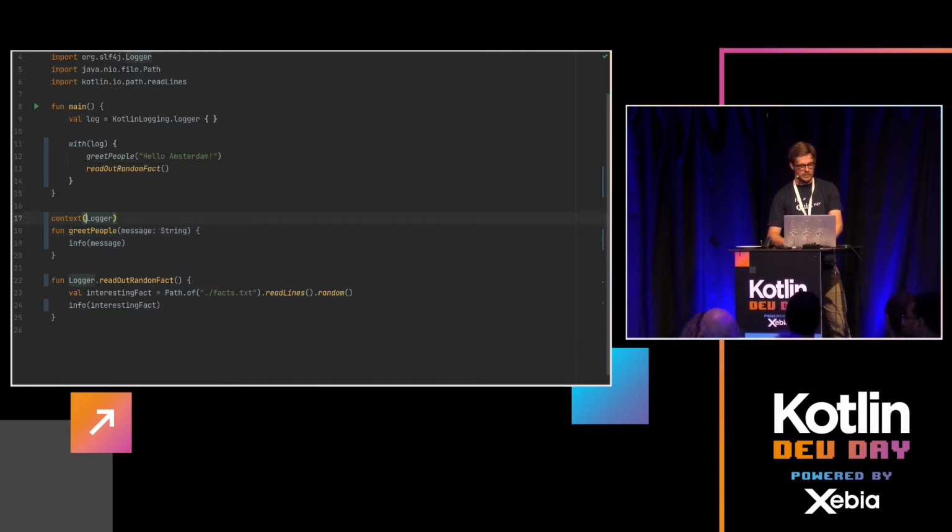So you have a logger as a receiver. So these functions that you call here, they are resolved on this logger, and does the same thing as here. And as you see, if you go a little bit up, it still compiles. So it still knows where to get that greet people from, which is this log object.